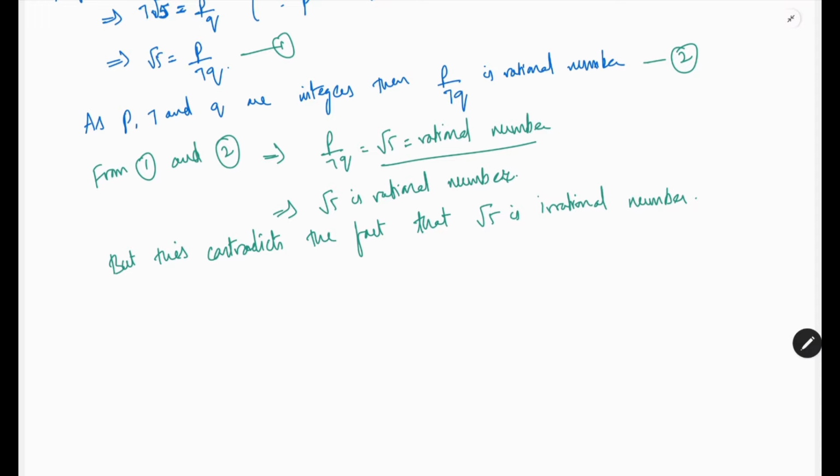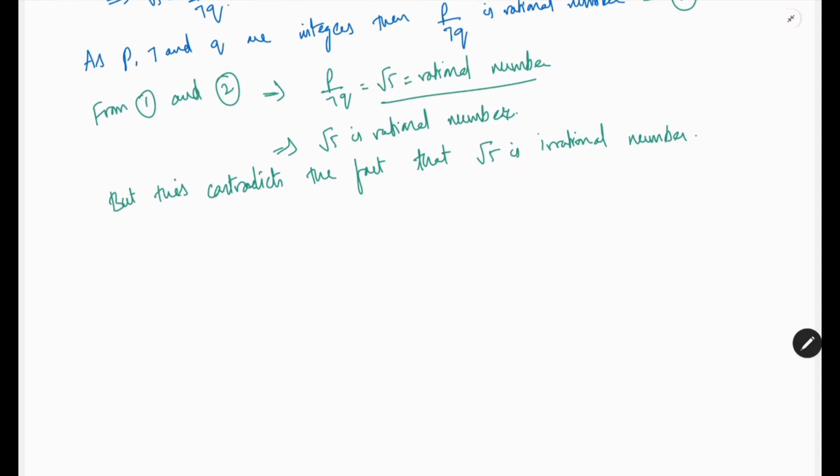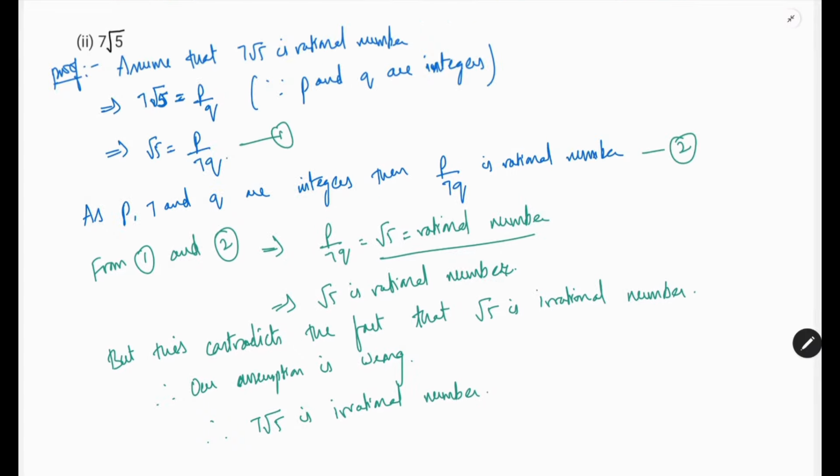So this contradiction has arisen because of our wrong assumption. Therefore, our assumption is wrong. Therefore, 7 root 5 is irrational. Okay. Next one, last. 6 plus root 2 is irrational. We have to prove that 6 plus root 2 is irrational.